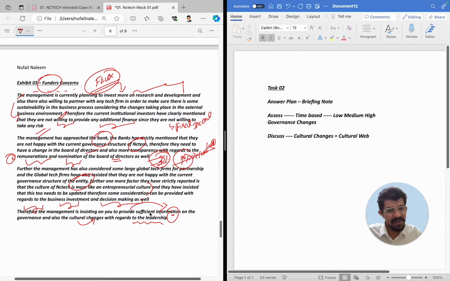Therefore, the management is insisting that you provide sufficient information on the governance and also cultural changes with regards to the leadership factor. So, students, now as per our initial understanding, we have to come to a conclusion. What is the conclusion? Funders. Who are the funders? External funders. That is the bank and, if I'm not mistaken, a tech firm. The biggest concern they have is how the remuneration is provided and how the nomination is done. And in simple language, whether there is transparency as well, because of the 30% shareholders. So students, now I have summarized this entire paragraph into my understanding. So this is what is needed.